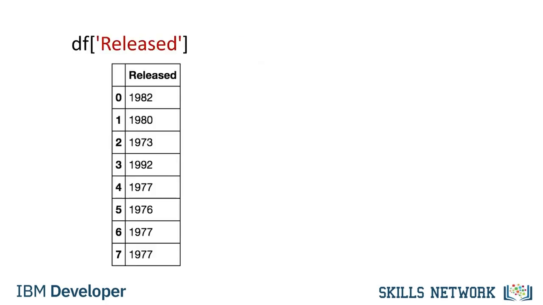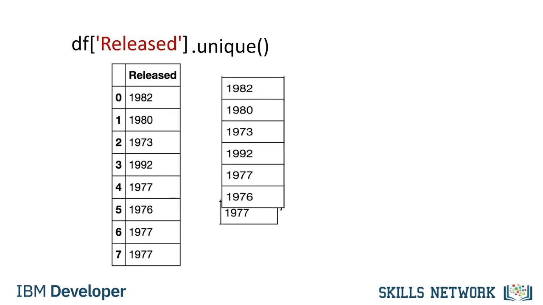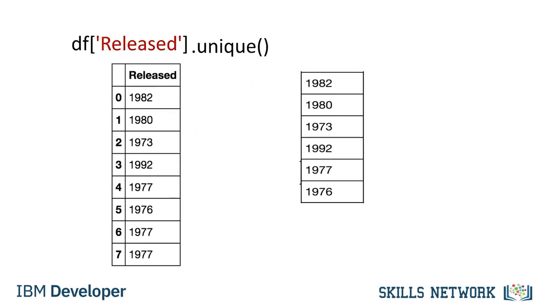Let's say we would like to determine the unique years of the albums in the data set. We enter the name of the data frame, then enter the name of the column released within brackets. Then we apply the method unique. The result is all of the unique elements in the column released.